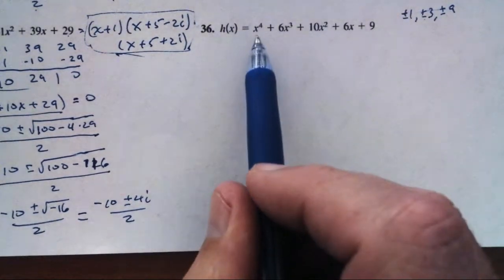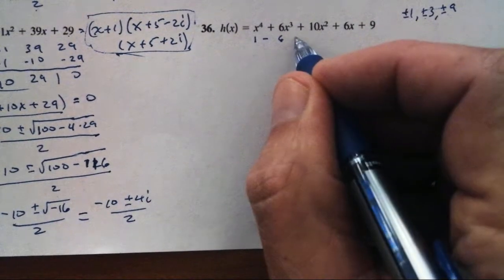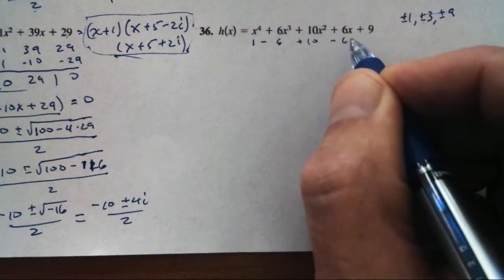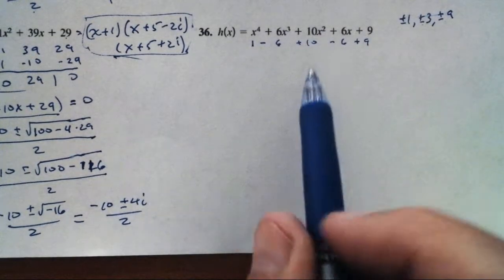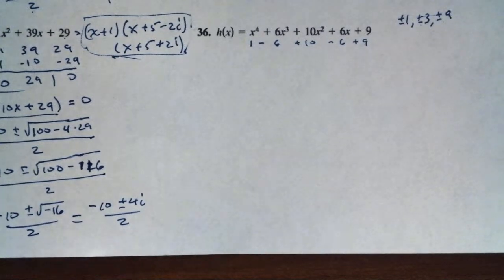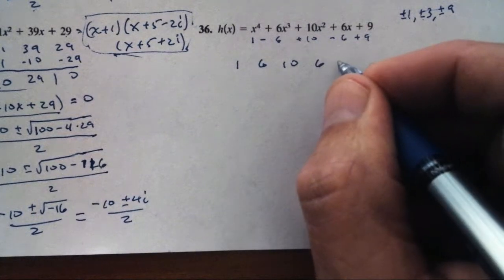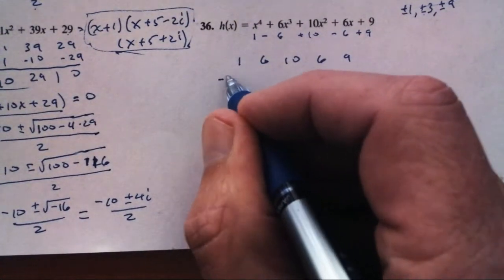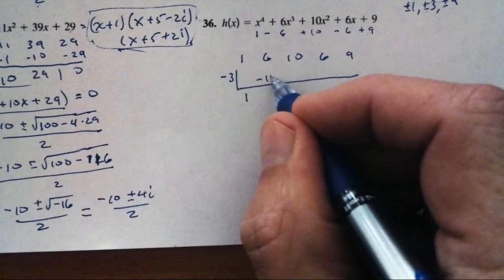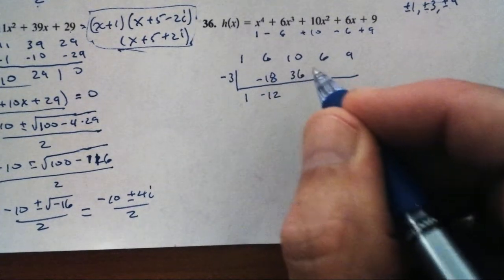If I put in negative 1, I'm going to get 1 minus 6. Put in negative 1 here, that becomes plus 10 minus 6 plus 9. So I'm going to get 19, 20 minus 12. Negative 1 doesn't work. I'm going to hope negative 3 works. So let's go synthetic. 1, 6, 10, 6, 9, and I'm going to try negative 3.